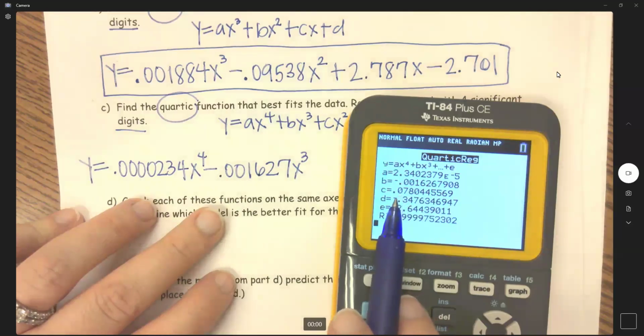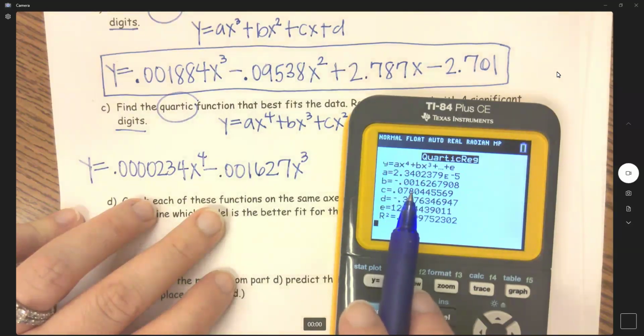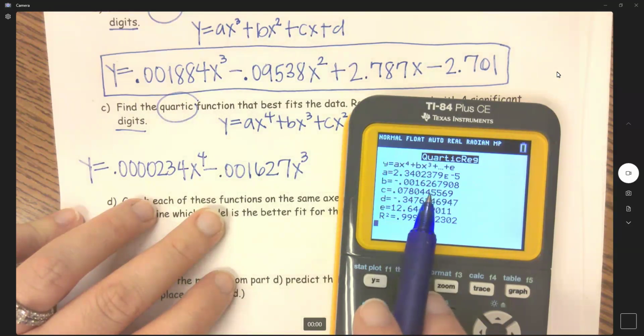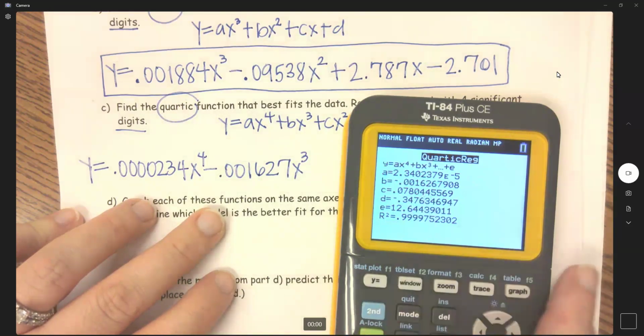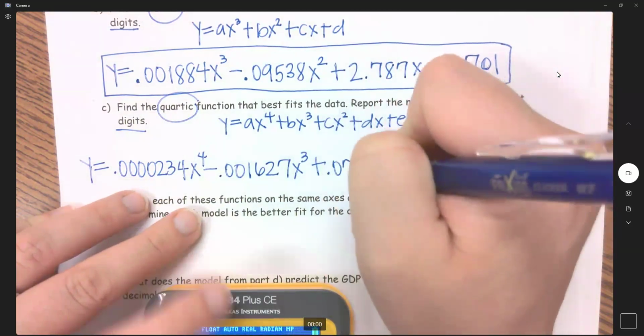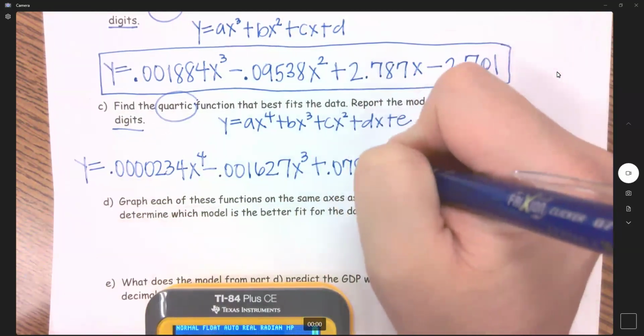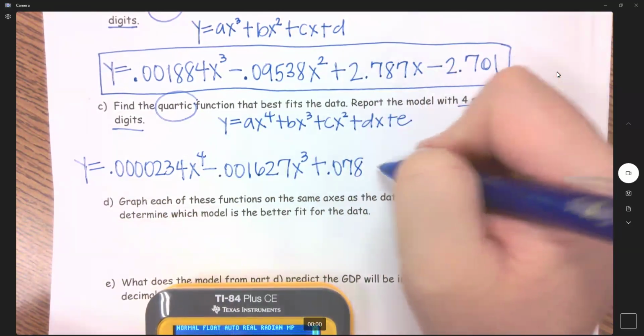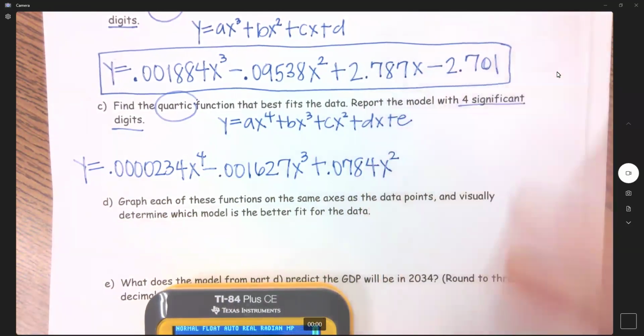My C, that first 0 does not count. So 1, 2, 3, 4 significant. This 4 makes this 4 stay. Plus 0.0784 x squared.